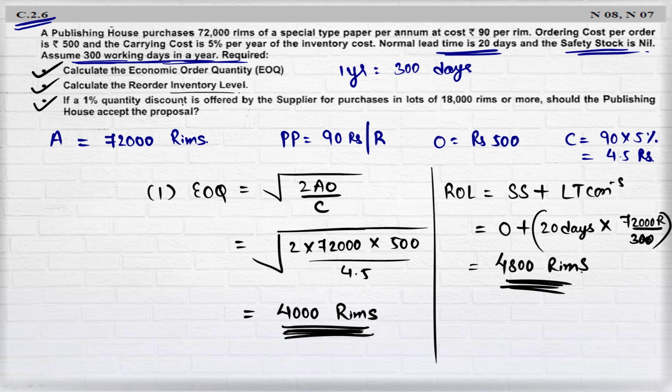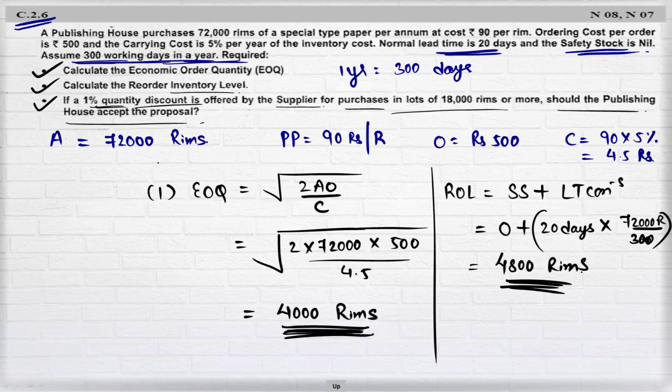If 1% quantity discount is offered by supplier for purchase in lots of 18,000 rims. Alright. So what is your ordering quantity right now? 4,000. What supplier says? You purchase 18,000 at a time. So you convert your ordering level from 4,000 to 18,000. Then we will give you 1% quantity discount. Should the publishing house accept the proposal? Try to concentrate on my answer. Just I am writing down an overview of the answer.